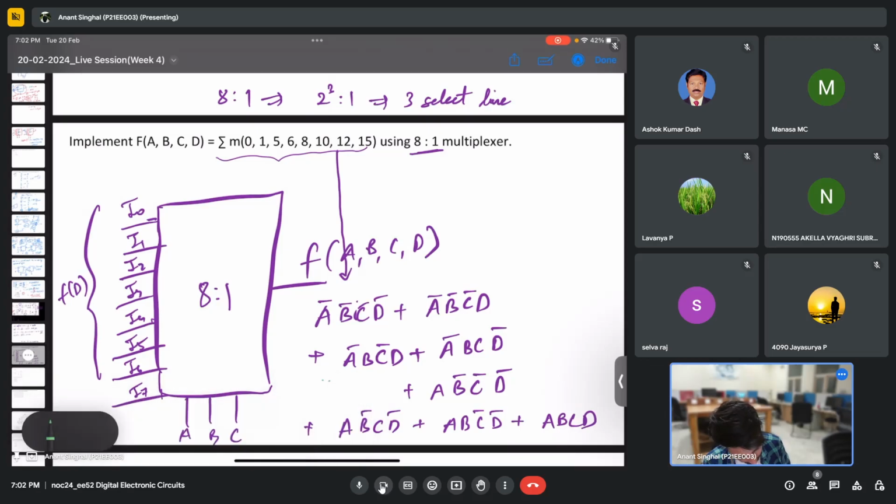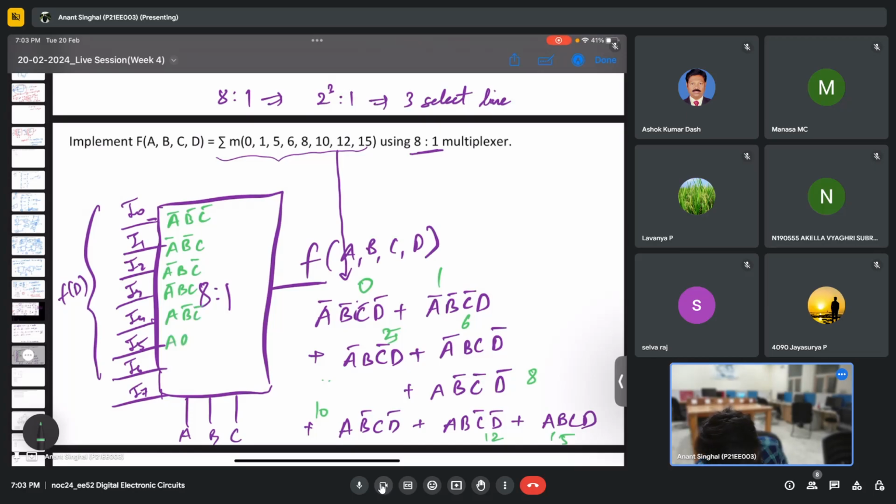So let me write also: this is 0, 1, 5, 6, this is 8, 10, this is 12, and this is 15. And we already know that we have A, B, C. What will be this? 0, 0, 1, 0, 1, 0, 0, 1, 1, 1, 0, 0, 1, 1, 0, 1, 1, 1, 0, and finally ABC.